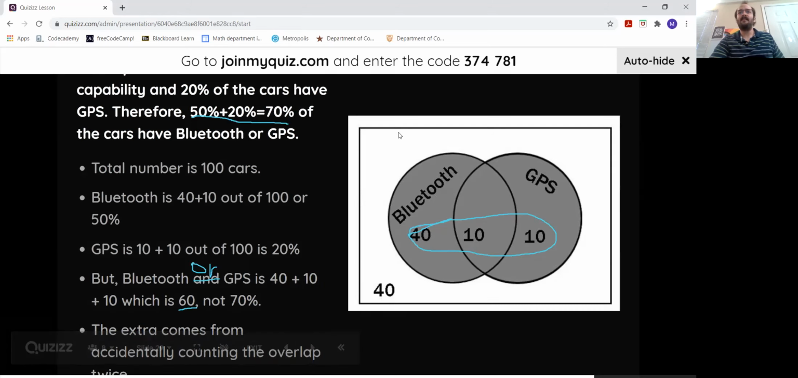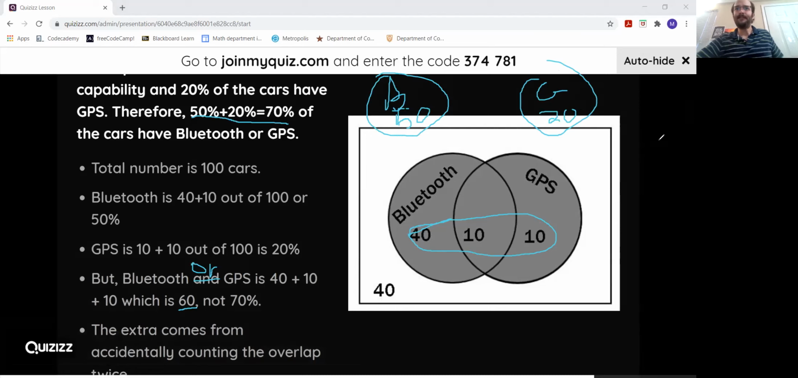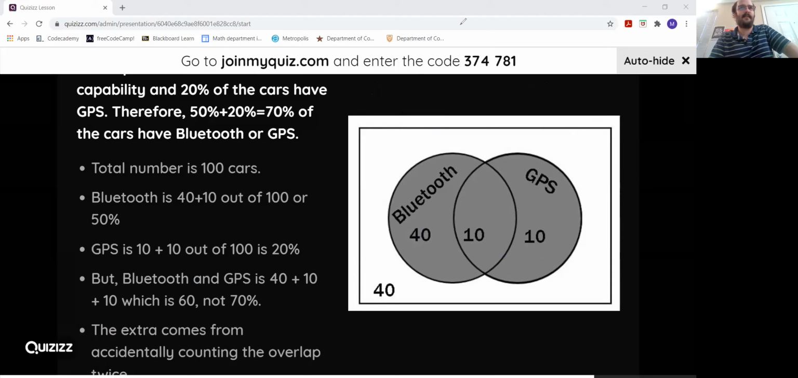Is that making sense? I could separate these circles, right? Bluetooth could have its own circle if I really wanted to draw them separate. And this could say 50, I guess. I don't know if that helps or not. Trying to think of a better way to visualize this. But what I didn't account for was that area in the middle. I want to add those things together. I'm adding that area twice.